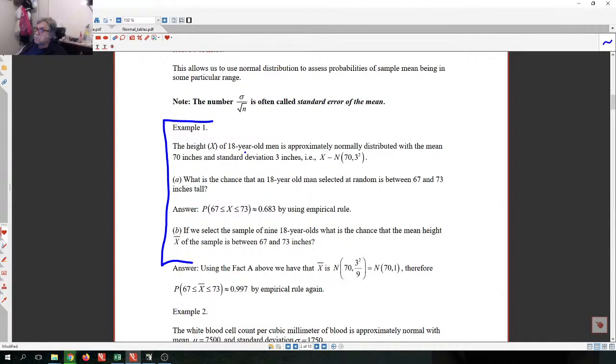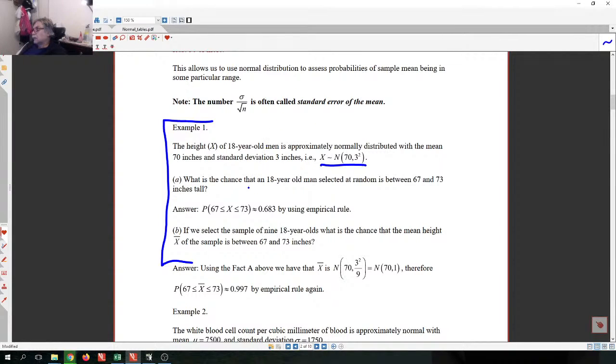I have the height of 18-year-old men, approximately normally distributed. We talked about it before. It has a mean of 70 inches, the mean height, and the standard deviation is 3 inches. Which means that x, the height of a random 18-year-old man, is distributed normally with the parameters: the mean is 70 and the standard deviation is 3, or the variance is 9.